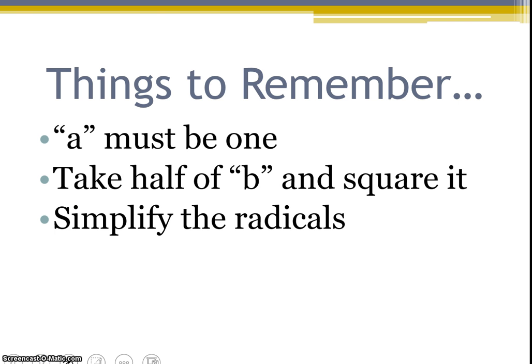So some things to remember. A must be 1 in order to complete the square. You're going to take half of b and square it, and make sure you simplify the radicals.